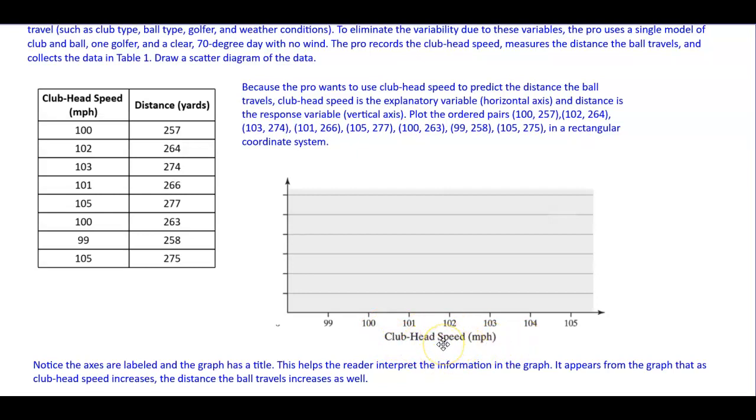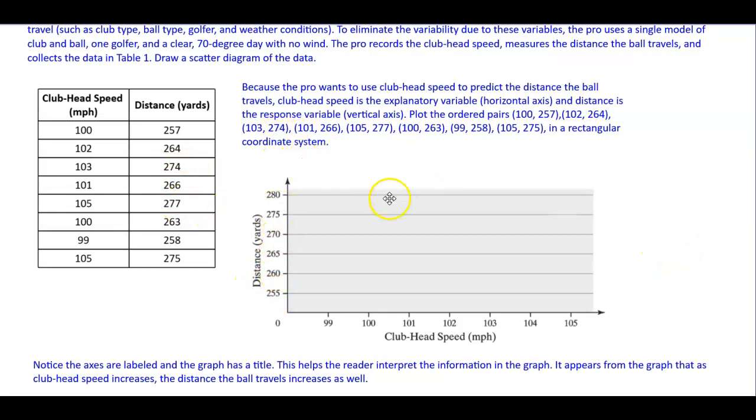This, again, is the explanatory variable. Now the distance is the response variable, which is the vertical axis. This is the distance, so we're going to label that as the distance in yards. And again, it's going to go from 255 all the way to 280, because our data goes from 257 as our lowest value all the way up to 277. So we're going to go in increments of 5.